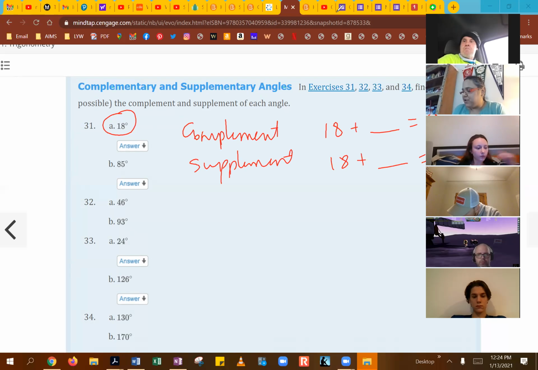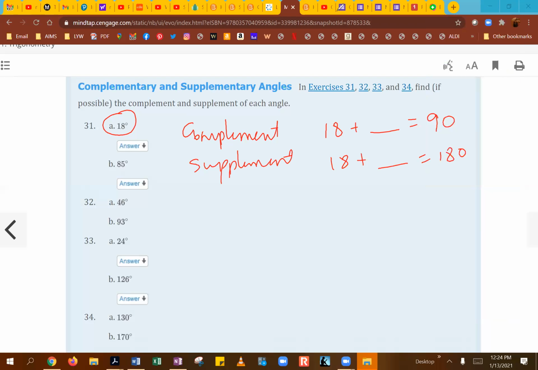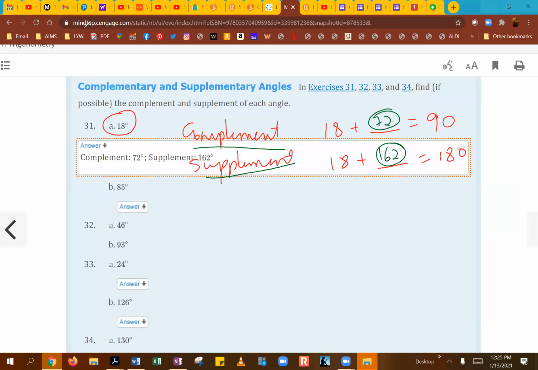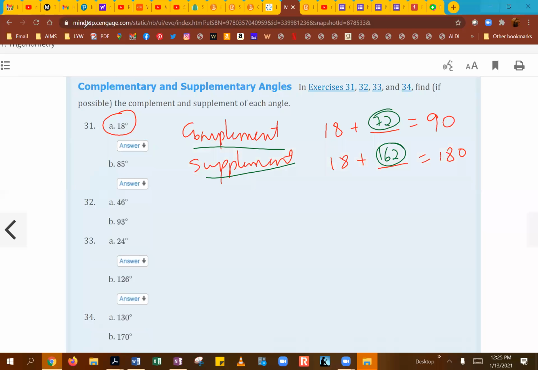So basically what you're doing for the complement is you would do 90 minus 18, right? Which would end up giving us 72 as the answer over here. And we should be able to verify that. And then let's see what would be 180 minus 18. 162, and that would be the supplement. So the complement is 72 and the supplement is 162. Okay, so that makes it easier.